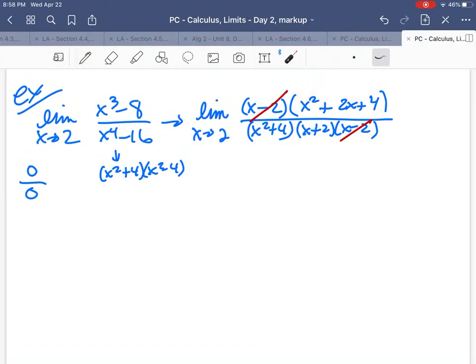I can go ahead and plug in 2 here and 2 there, and it's going to be a nice positive number. Plug in 2 here and 2 here, it's going to be a nice positive number. I'm just going to evaluate this because that got rid of my problem.